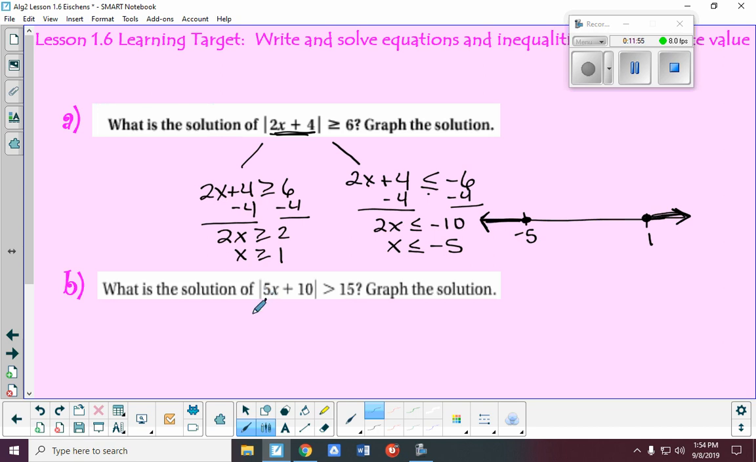The next one, we'll just quickly set that up. We're not going to solve it all the way. And it's a greater, so we write greater than 15. The second time, we switch the arrow, switch the sign. And then you can solve that. So negative 15 is over here.